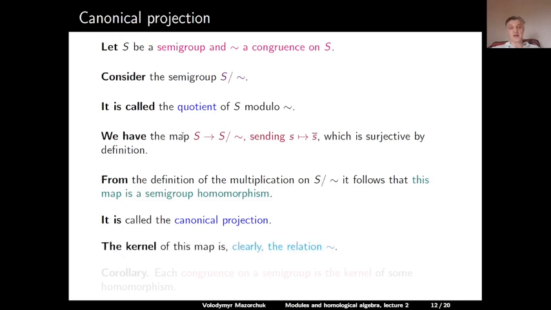And by definition, the kernel of this map is the relation tilde. And so we can conclude that each congruence on a semigroup is the kernel of some homomorphism. We already know that the kernel of any homomorphism is a congruence, and now we established that every congruence is a kernel of some homomorphism. So congruences are exactly the kernels of homomorphisms.